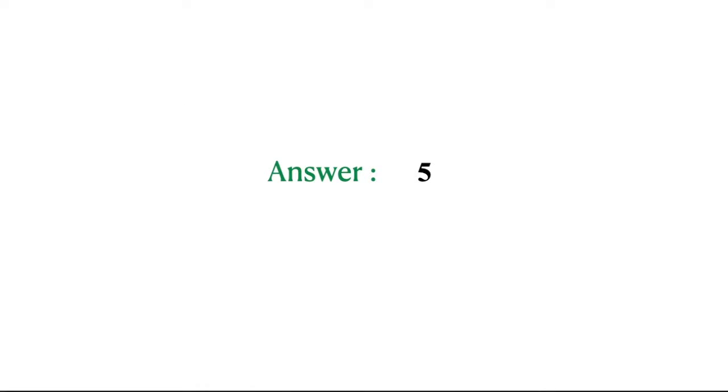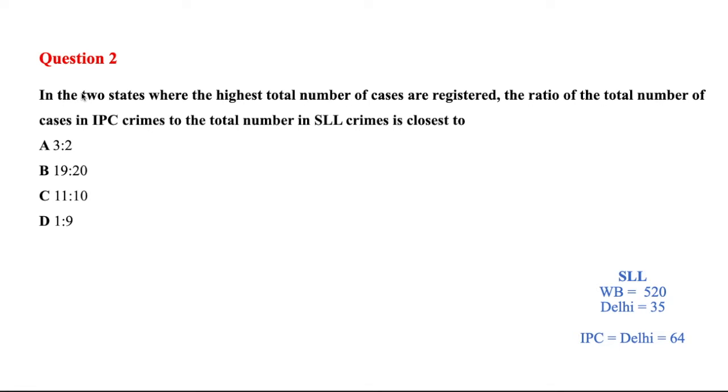Now going on to the next question. In the two states where the highest total number of cases are registered, what is the ratio of the total number of cases in IPC crimes to the total number of cases in SLL crimes? So we are concerned with the top two states by total number of cases, and IPC and SLL crimes. Okay, we have to get the sum of the top two states in IPC and the top two states in SLL crimes.